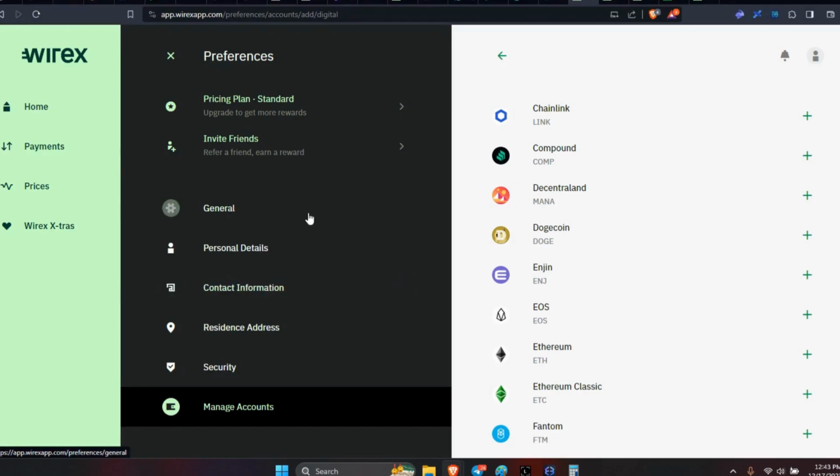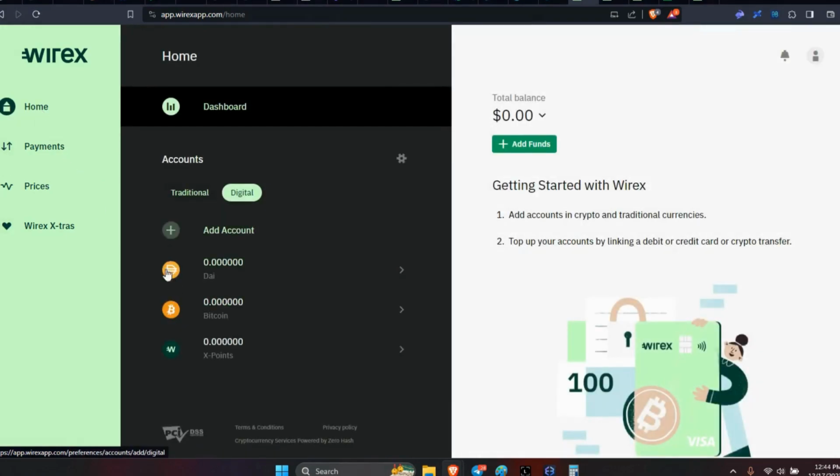I guess so, it throws it over to the other side. So you get the pricing plan. So let me go back to home. Yeah, so now DAI is here. I don't know about using Bitcoin, but of course I want to use the WIREX points, because you get extra points. So anyhow, that's how you add different accounts there.